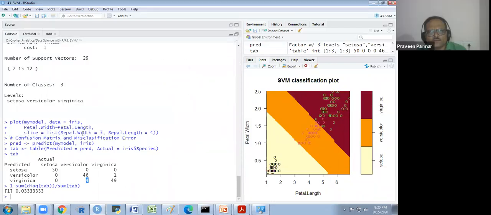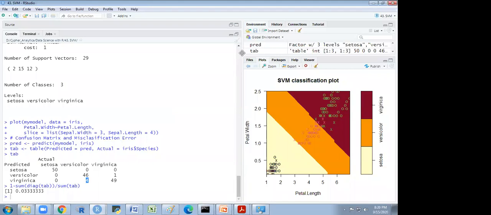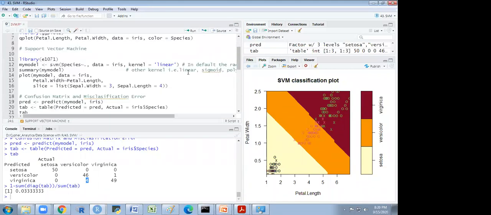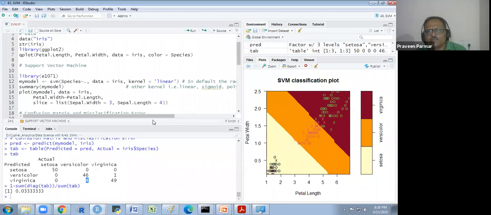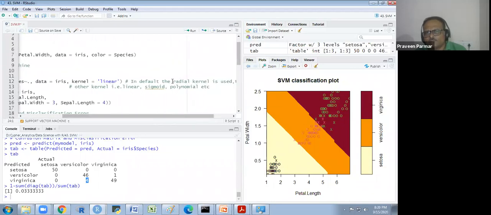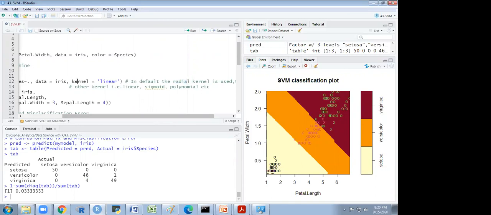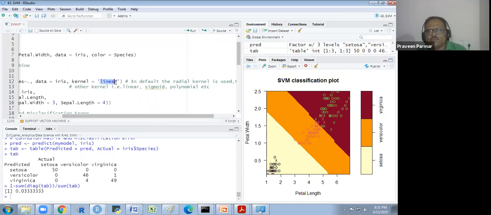Okay, I just write there a kernel. I have taken the linear kernel. By default the kernel is radial, and then I changed the kernel to linear. Now I am changing the kernel again. I am taking the sigmoid.